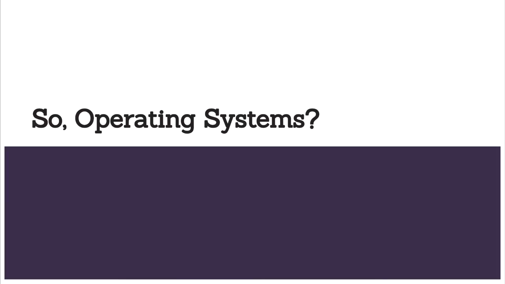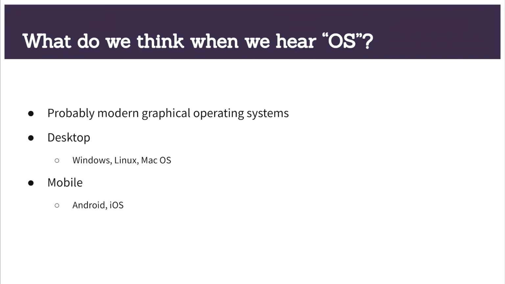So, operating systems. It's a bit of a nebulous term. So, what do people think about when they hear OS? When they hear operating system, what do they think about? I think a lot of people probably go to the graphical operating systems we have everywhere nowadays, so things like Windows, Mac OS, Linux distributions, and on mobile phones, Android and iOS, which are all very ubiquitous nowadays.